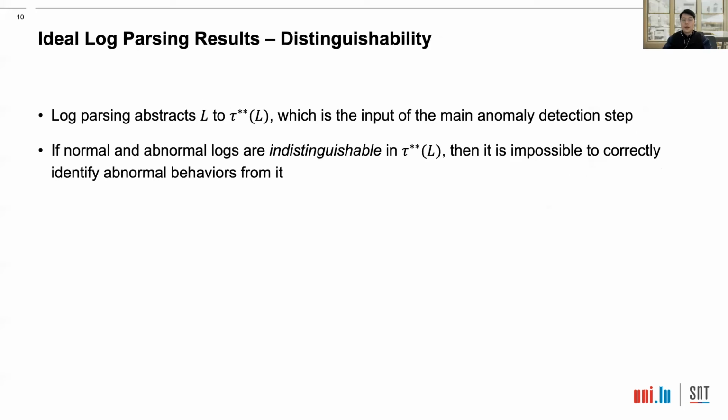Based on that, we can define one of the important concepts that is required for discussing the ideal log parsing result, which is distinguishability. As we saw, log parsing abstracts a given set of logs into the abstraction result, which is the input of the main anomaly detection step. And if normal and abnormal logs are indistinguishable in the abstracted result, then it is impossible to correctly identify abnormal behaviors from the perspective of the main anomaly detection technique.